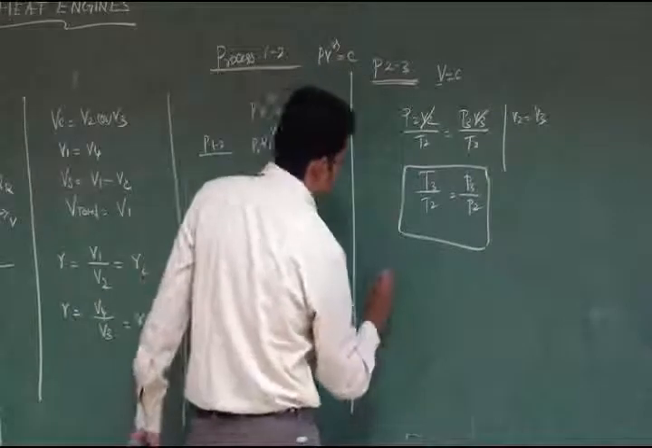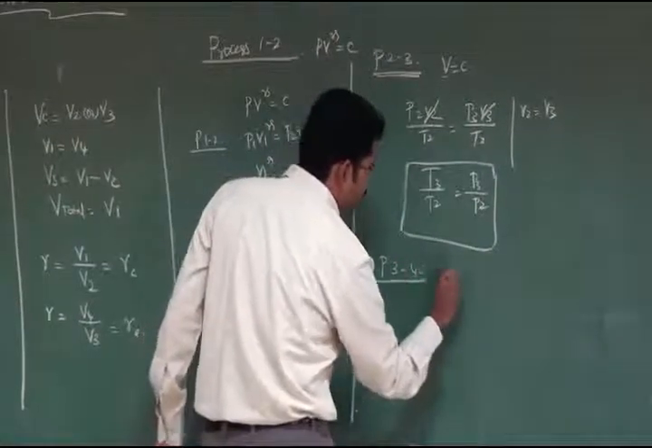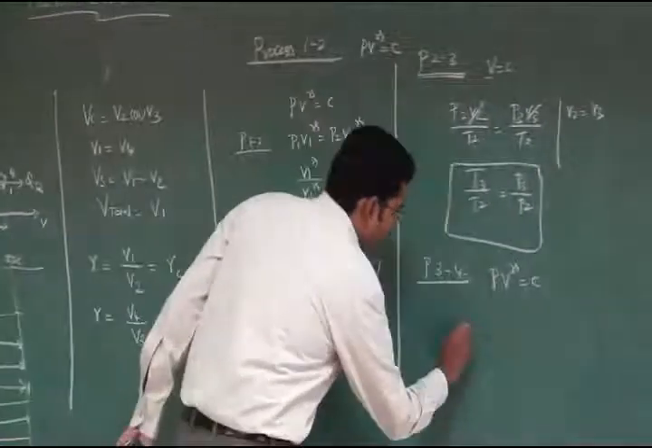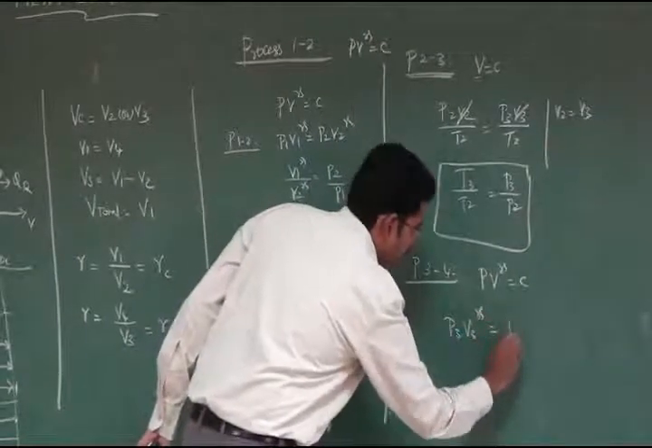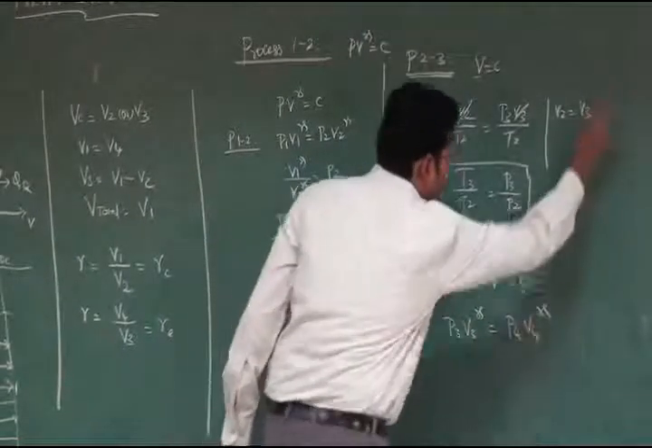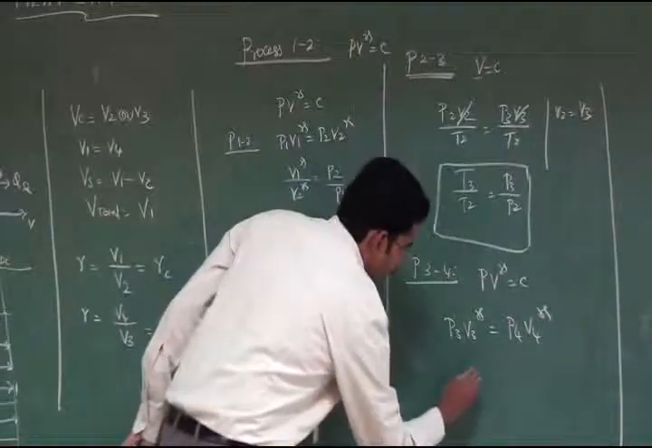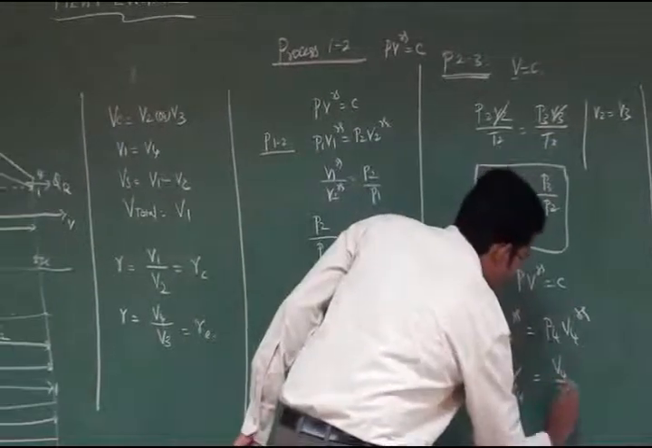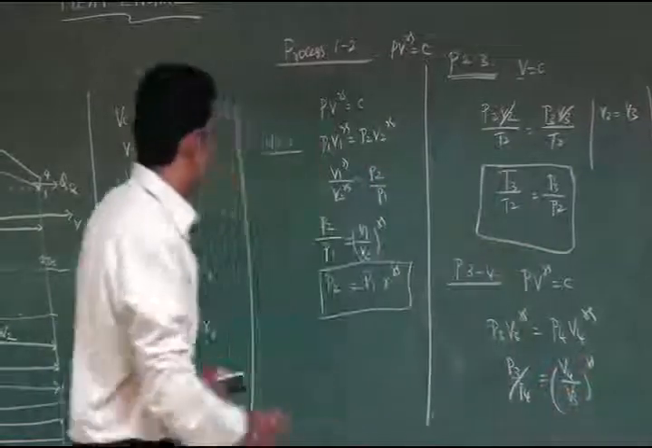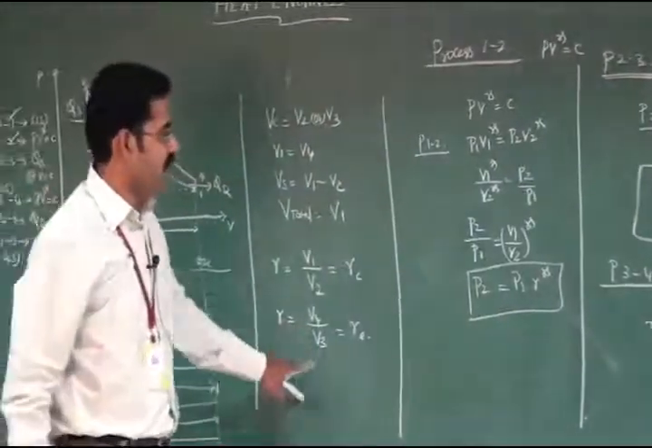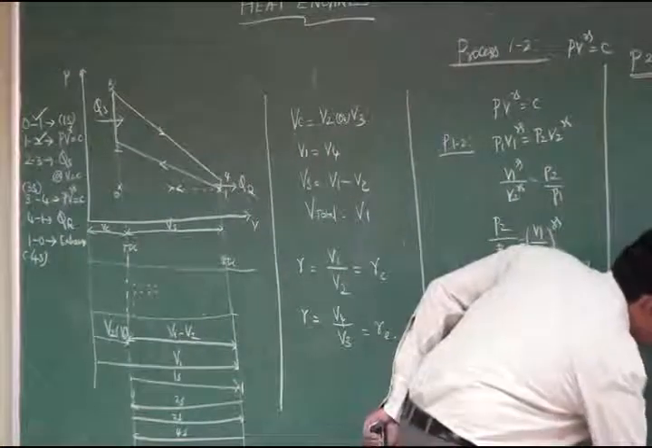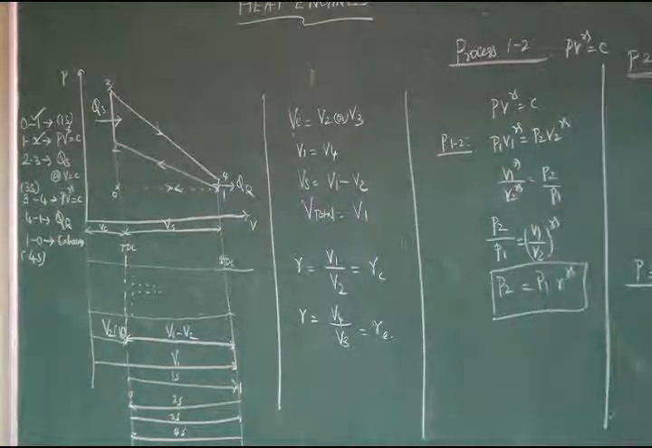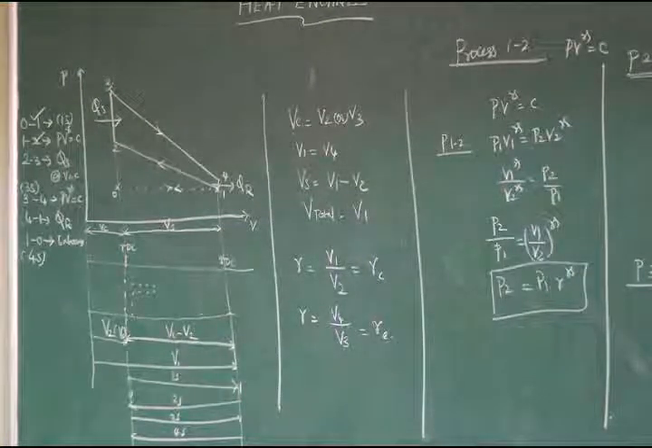Then come to process 3 to 4. Process 3 to 4 is also a reversible adiabatic expansion process, in which we can write P3 V3 to the power of gamma is equal to P4 V4 to the power of gamma by means of thermodynamic laws. Then P3 by P4 can be written as V4 by V3 to the power of gamma. We know that compression ratio R is equal to V4 by V3. Then P3 can be written as P4 into R to the power of gamma. This is another small result which we obtained and we are going to use in the derivation of Otto cycle efficiency.